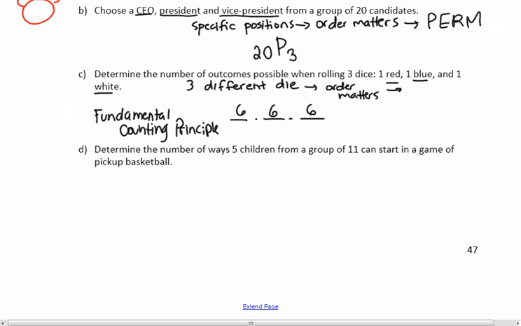Determine the number of ways 5 children from a group of 11 can start in a game of pickup basketball. So if we're just grouping them together, a group of 11 start in a game. We're not putting them in specific positions. Order does not matter. That's a combination. So we have 11 choose 5. All right, next page.